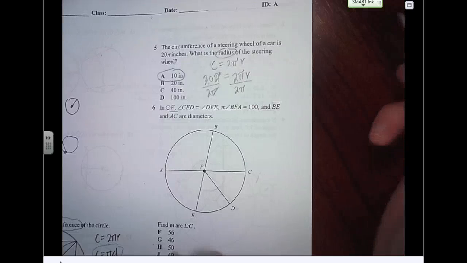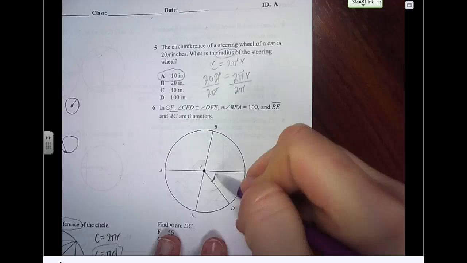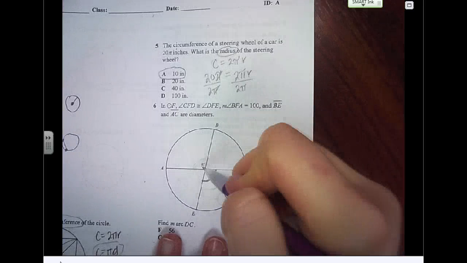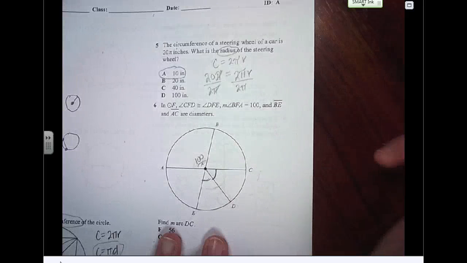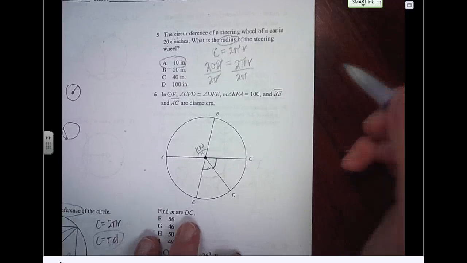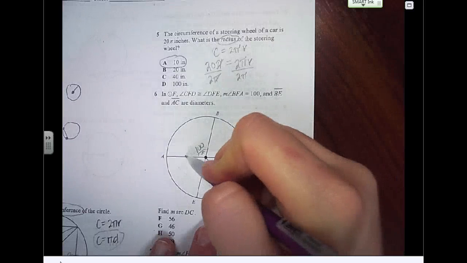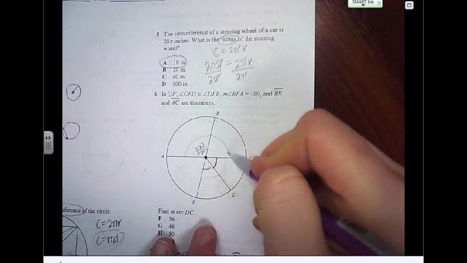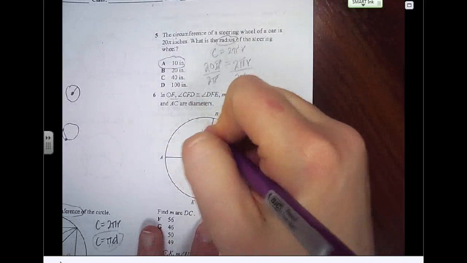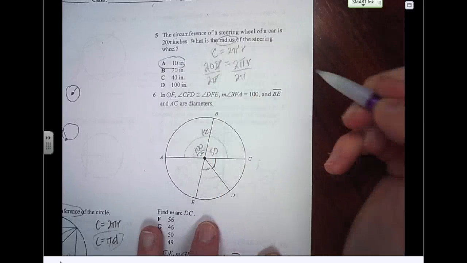Number 6, in circle F, angle CFD is congruent to DFE. So these two are congruent. BFA is 100, so this is 100, and BE and AC are diameters. Now a couple ways you can solve this. I'm going to go about it like this. If I know AC is a diameter, that means this whole thing is 180. So if this whole thing's 180, and this is 100, then this piece here is 80.